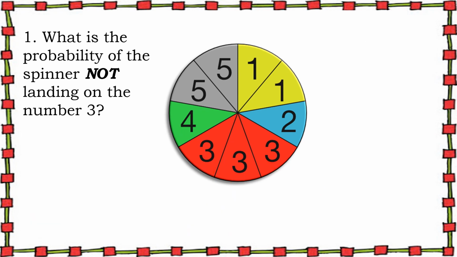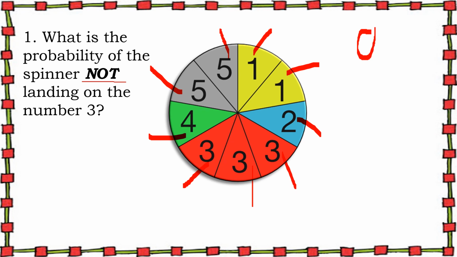Now, for this example, it says, what is the probability of the spinner not landing on the number 3? And our key word here in this problem is the word not. So we're going to underline that so that we remember we're looking for not the number 3. Again, you have to find out how many spaces you have in total. Let's count. 1, 2, 3, 4, 5, 6, 7, 8, 9. Again, we have 9 spaces in total.